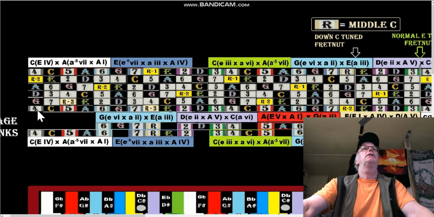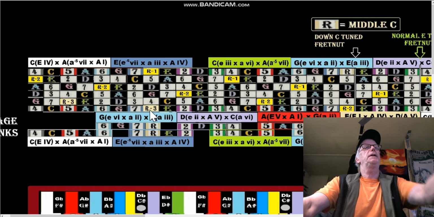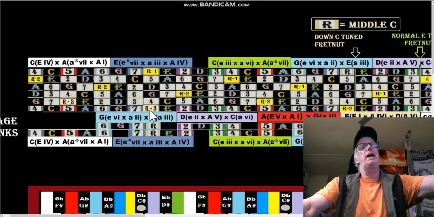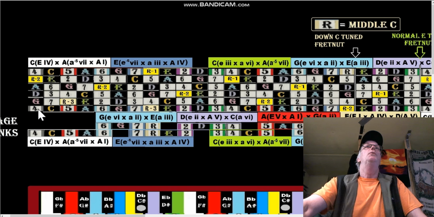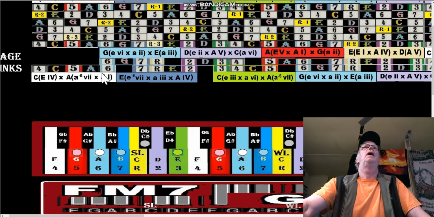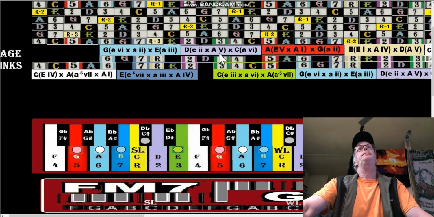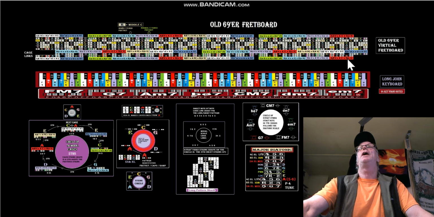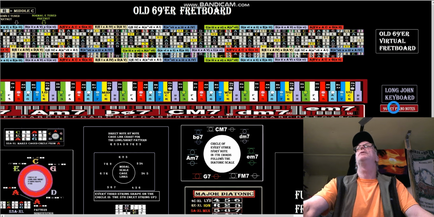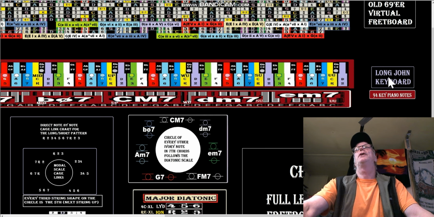Starting down here on this 4, root minus 3, here's minus 1, minus 2. I don't even have that unless I start modulating the synthesizer. We're way down here on this note. This note is part of what we call the Long John keyboard. I call it the Long John keyboard. 94 key piano. Why is it 94 keys?